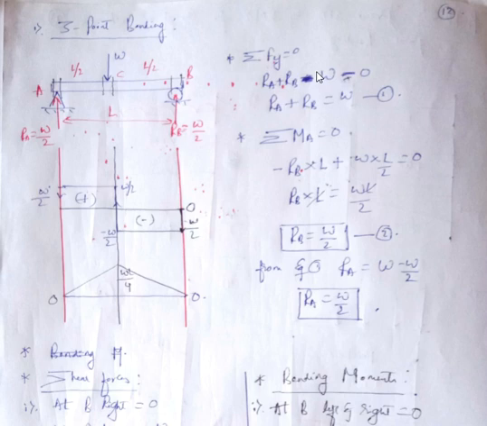Then if I send this minus W to the right side of the equation, it will become plus W. So RA plus RB will be equal to W. Let me call this equation number 1. Then the second static equation is summation of moment. I am going to take summation of moment about A equal to 0.